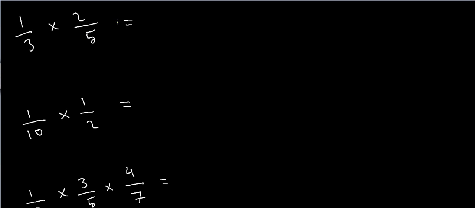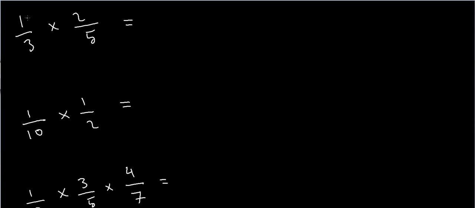And it really is that simple, because after that we just simplify our fraction down by cancelling any common factors the numerator and the denominator might have, and then we've got our answer. So I've got a few examples for you, so let's try the first example. We've got 1/3 times 2/5.